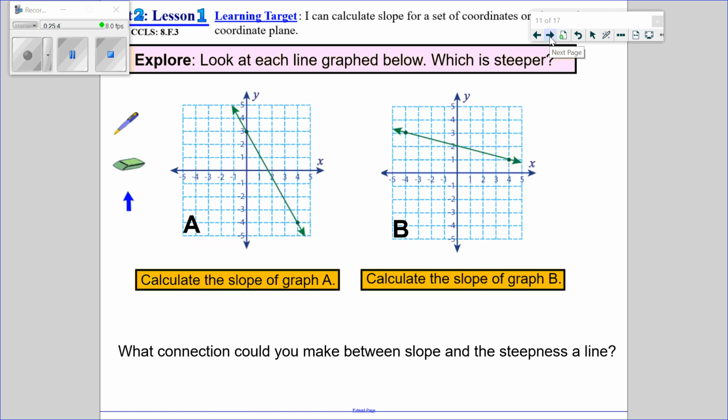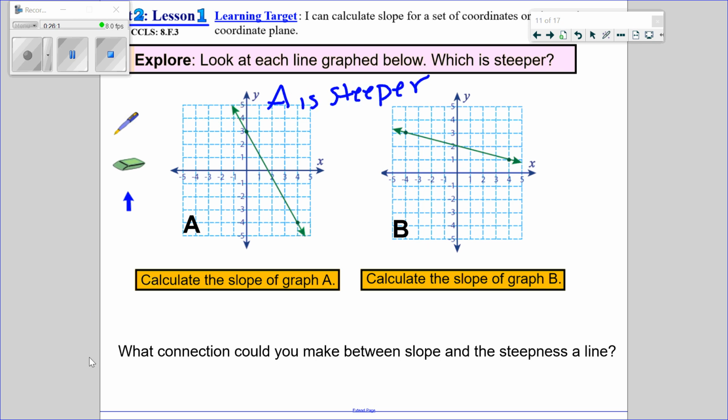Let's look at these lines. From left to right, A is negative, it's decreasing, and so is B. But which one is steeper? It's definitely A, because if you were coming down, you can come down this line quicker than B. So let's write that. A is steeper.